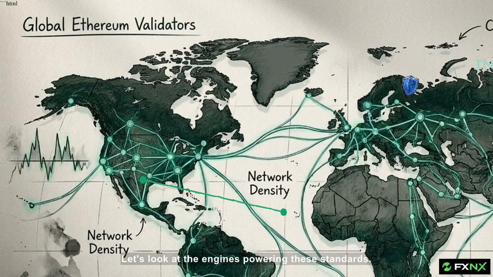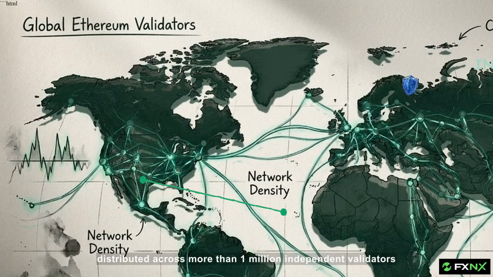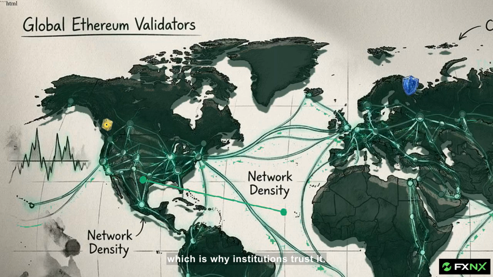Let's look at the engines powering these standards. Ethereum operates on a proof-of-stake model, distributed across more than 1 million independent validators globally. This massive scale provides extreme resilience. To overpower these distributed nodes is nearly impossible, which is why institutions trust it. But coordinating over 1 million validators creates operational latency. Data packets move slowly through this dense web to achieve consensus.